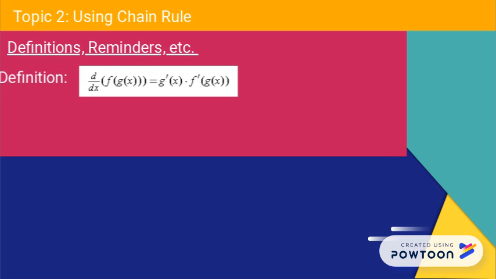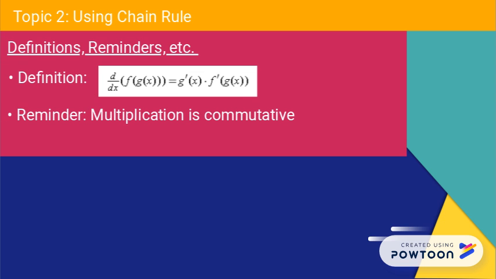Moving on to using the chain rule to solve for the derivative of a function. When using the chain rule, it's important to remember that the derivative of f of g of x is equal to the derivative of g of x times the derivative of f of g of x. It's also important to remember that you can do either one first because multiplication is commutative.